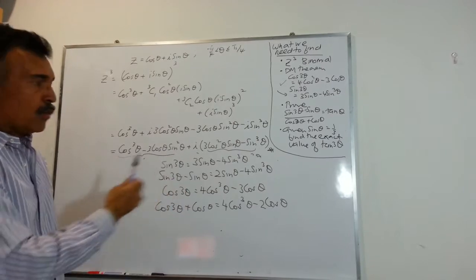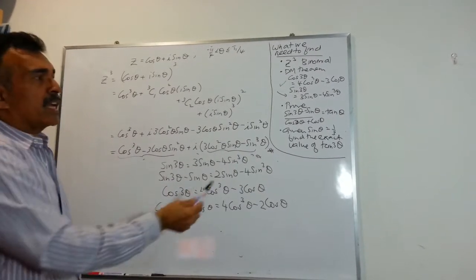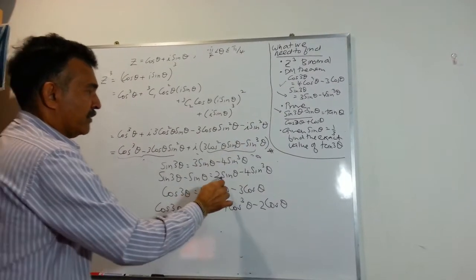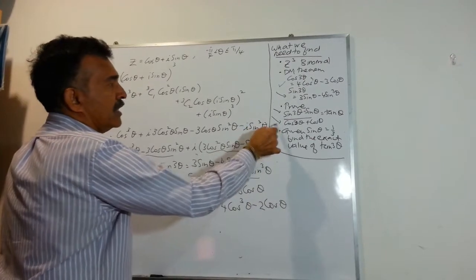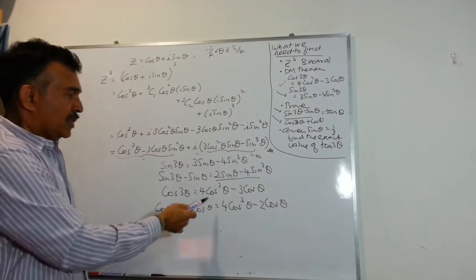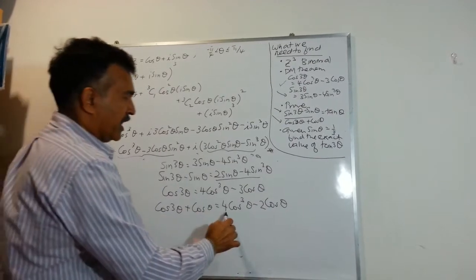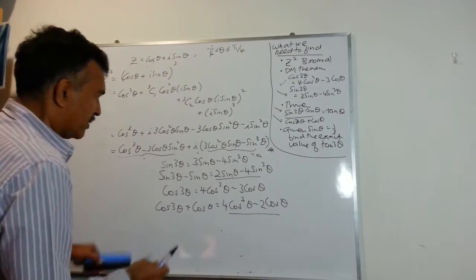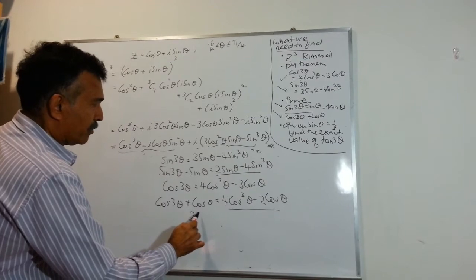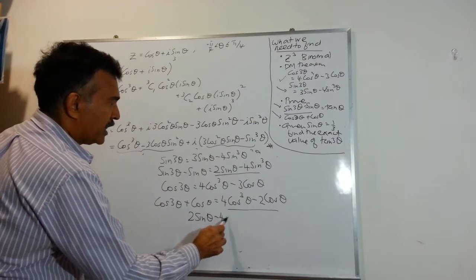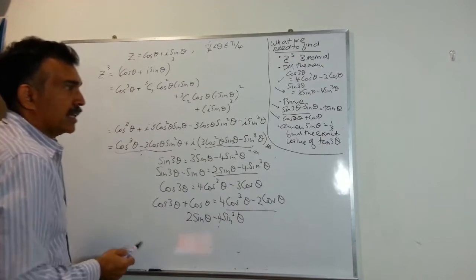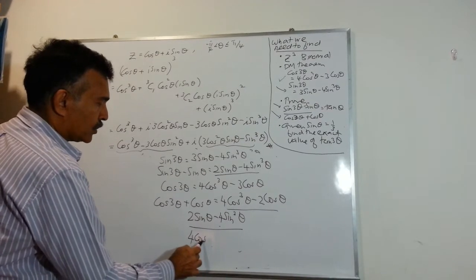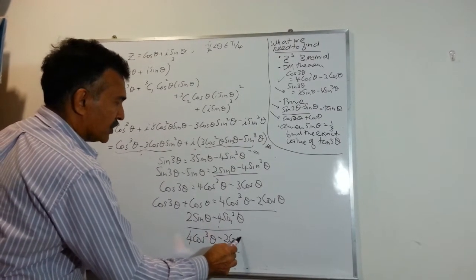We're just trying to play around with the expression so that we can get what we have in the numerator, sine 3 theta minus sine theta, and what we have in the denominator, cos 3 theta plus cos theta, which is 4 cos cube theta minus 2 cos theta. So now we need to take a ratio of those, one divided by the other. So let's write it down here. It will be 2 sine theta, watch carefully here, minus 4 sine cube theta, that's the numerator, and we're going to divide it by the denominator, which is 4 cos cube theta minus 2 cos theta.